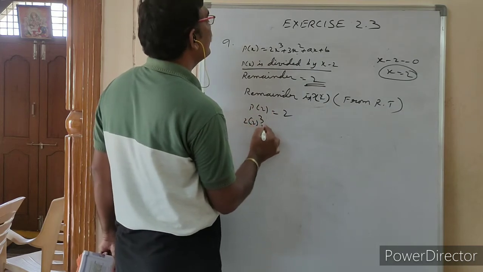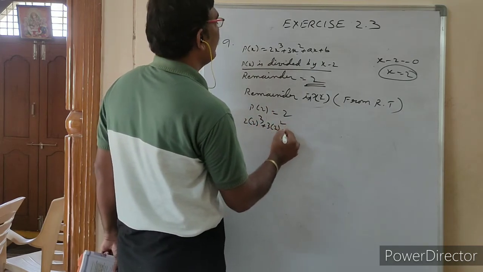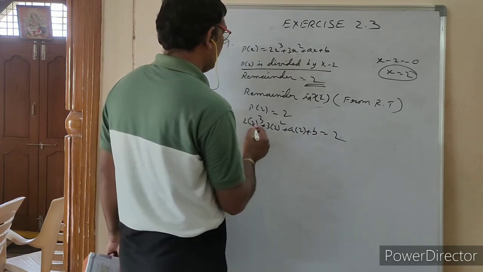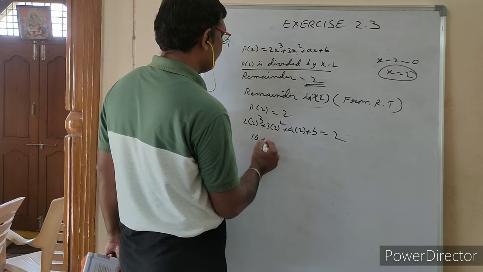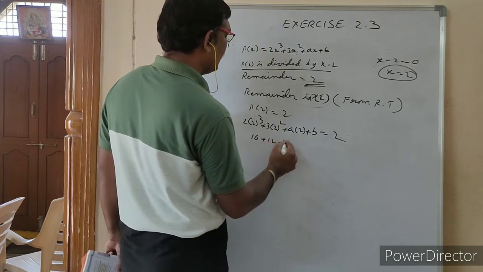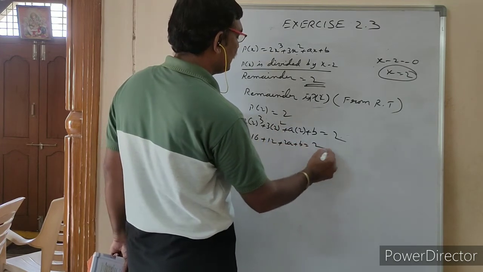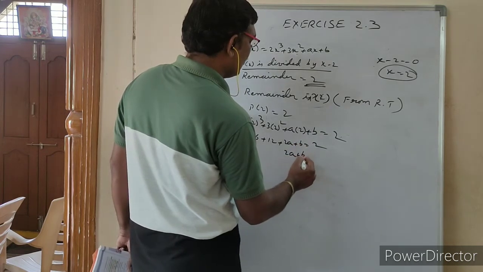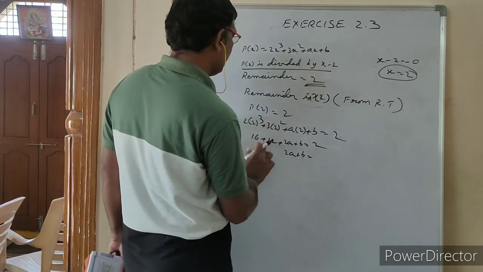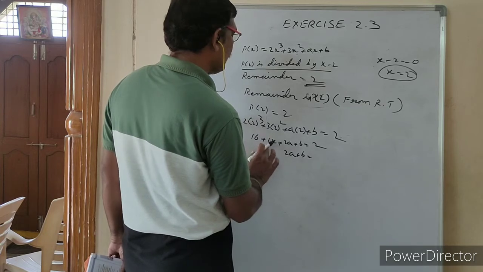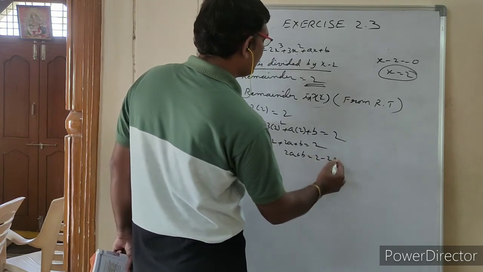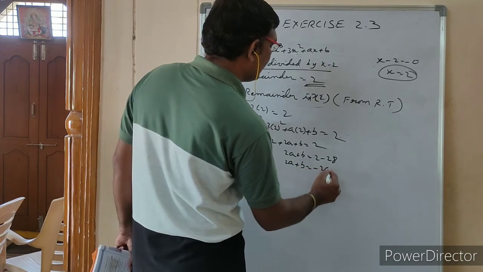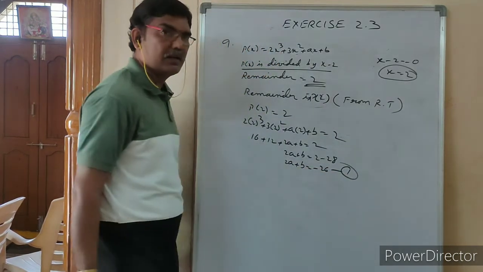2 into 2 cube, plus 3 into 2 square, plus a into 2, plus b is equal to 2. 2 cube into 2 is 16, and 3 into 4 is 12. 2a plus b is equal to 2. Only the alphabet terms should be kept here, and 16 plus 12 is 28. Taking plus 28 to the other side, minus 28. So 2a plus b is equal to minus 26. This is equation number 1.